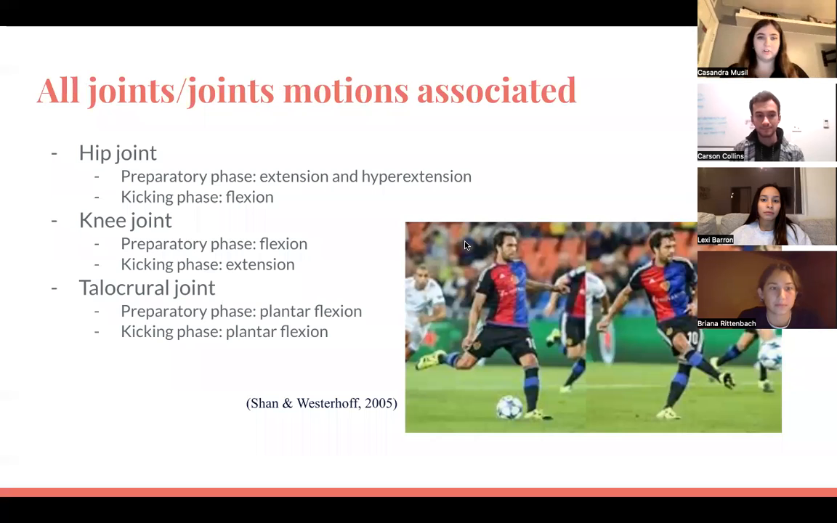Okay, so the joint motions that occur during a soccer kick include the hip joint during the preparatory phase. Before the kick, there is hip extension and even hyperextension. During the kicking phase, it is hip flexion. The knee joint is also involved. During the preparatory phase, it is knee flexion. During the kicking phase, it transitions to knee extension. And then the talocrural joint, which is the ankle joint. During the preparatory phase, it is in plantar flexion and continues into the kicking phase.